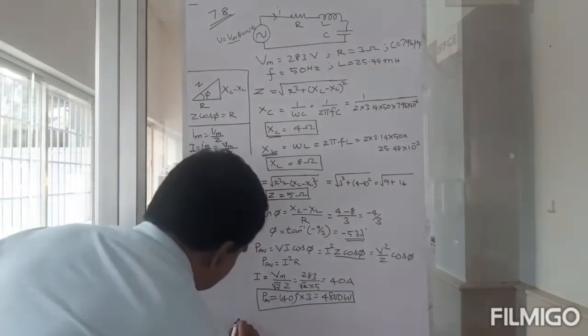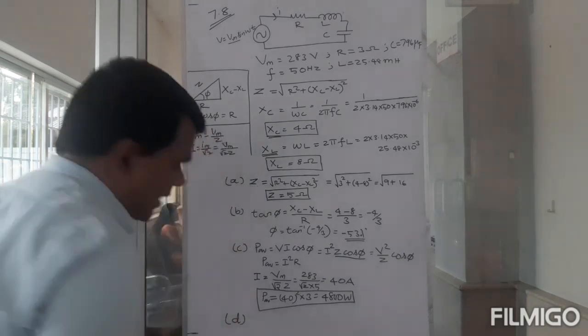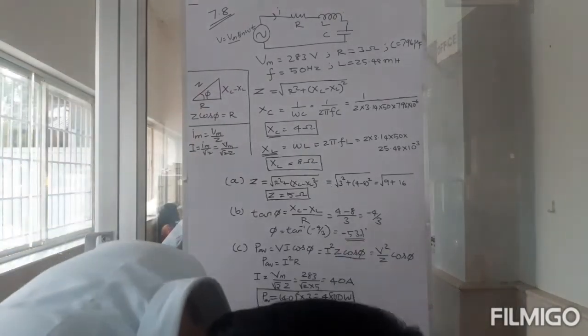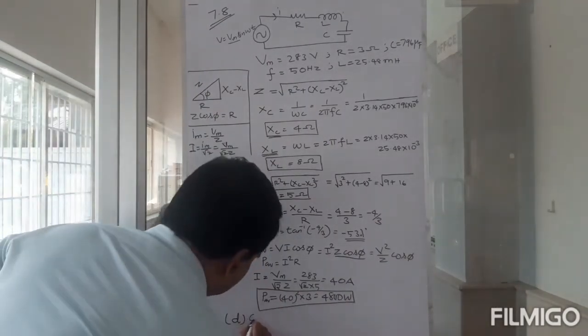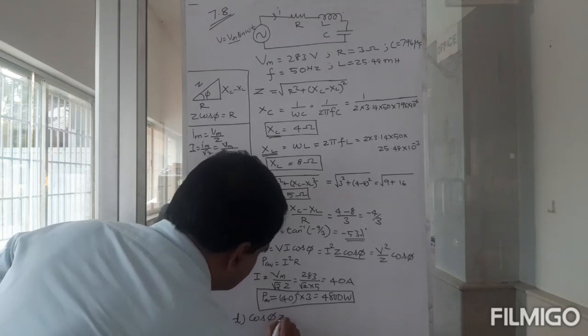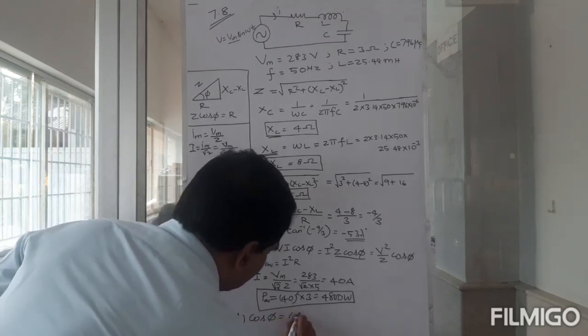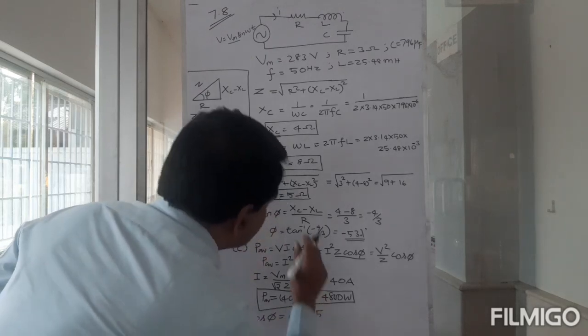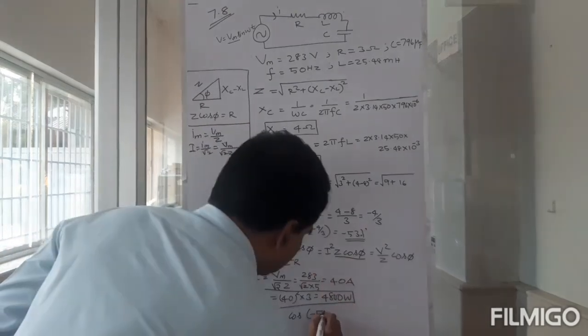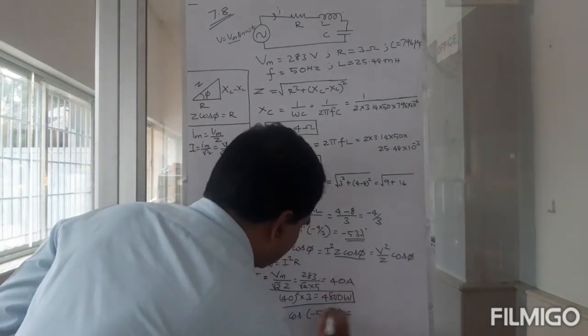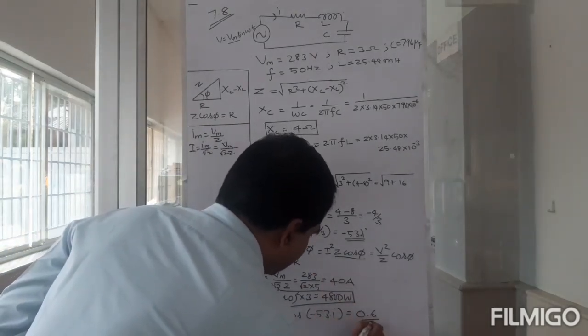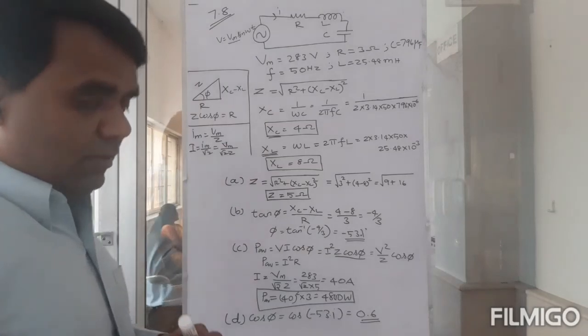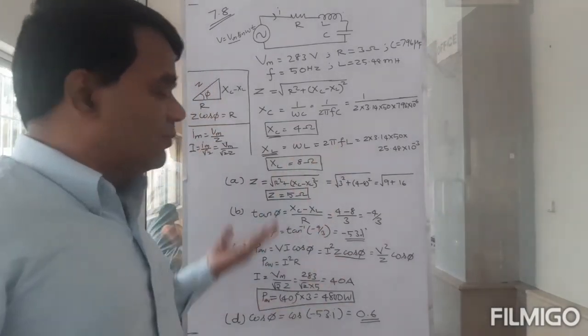And what is the last part? D. The last part D is power factor. Power factor is cos phi. And that is simply cos of minus 53.1 degrees. Then I get 0.6 for that. So this is how you do the problem.